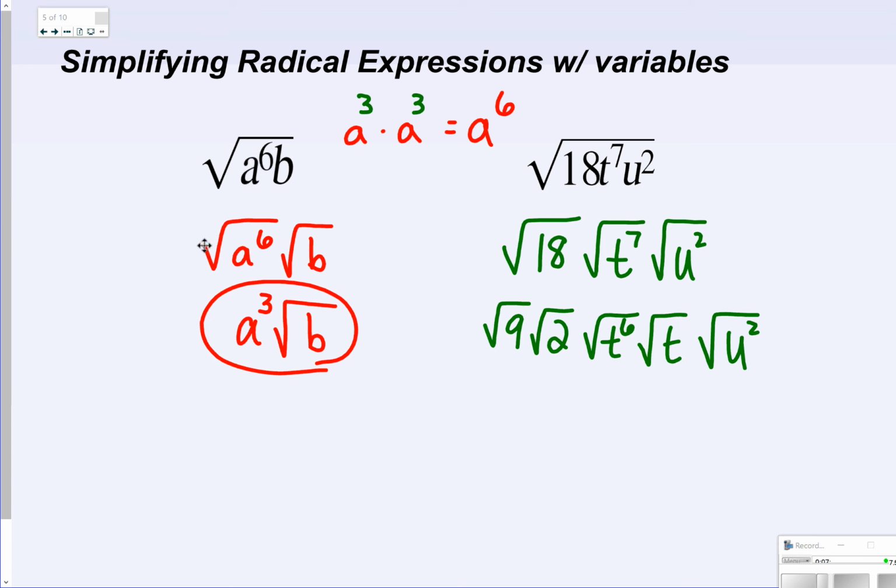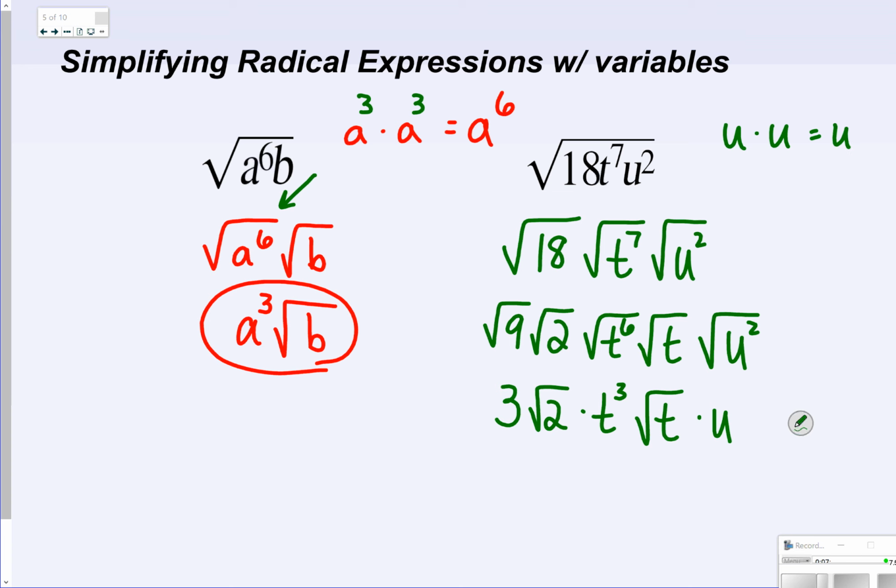Now let's simplify each one of these radical expressions that has a perfect square. The square root of 9 is 3. The square root of 2 stays like that. The square root of t to the 6th is t to the 3rd. It's actually similar to this problem we did over here, just a different letter. The square root of t remains the square root of t, and the square root of u squared is u, because u times u is u squared.